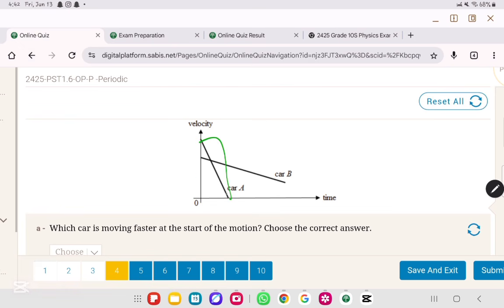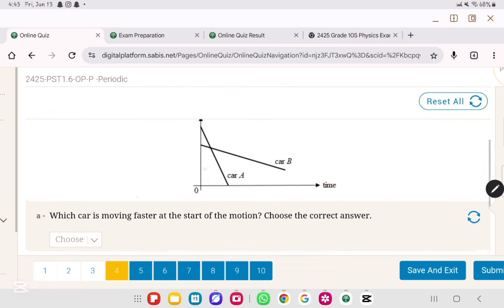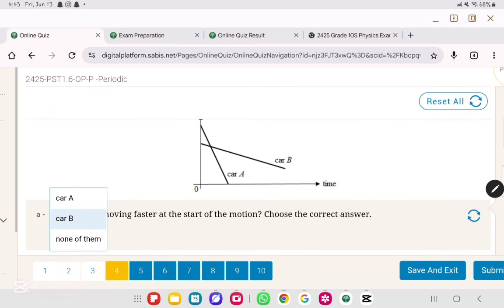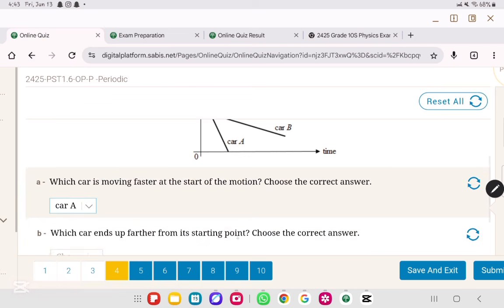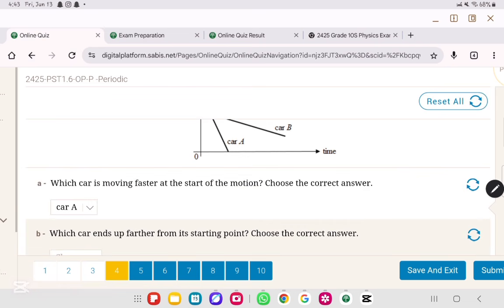I believe that car A and car B, we can see that they have almost the same distance. So if they traveled the same distance, that means for sure car A was faster. Why? Because it finished in a smaller time. So definitely car A is moving faster. But which car ends up farther from its starting point?